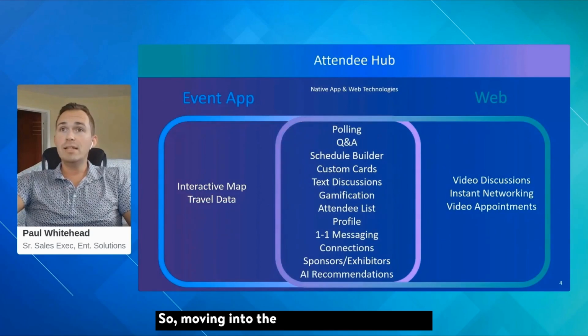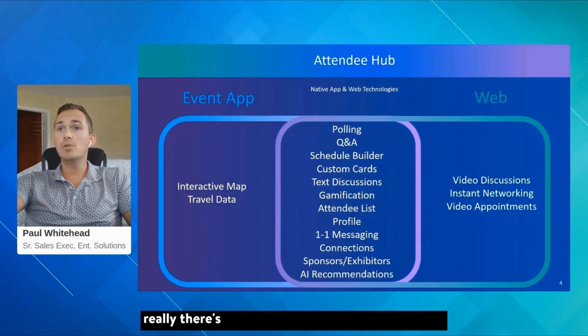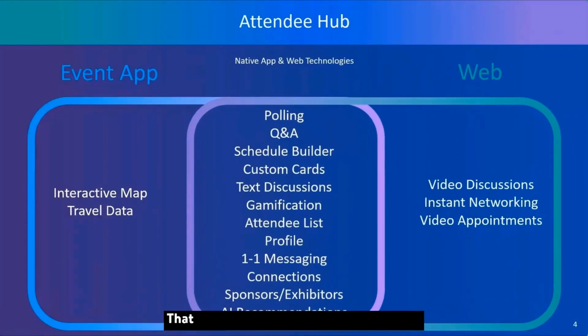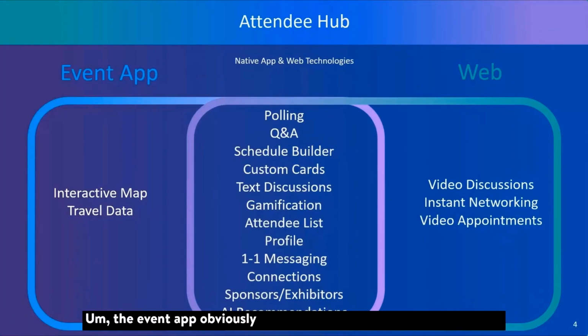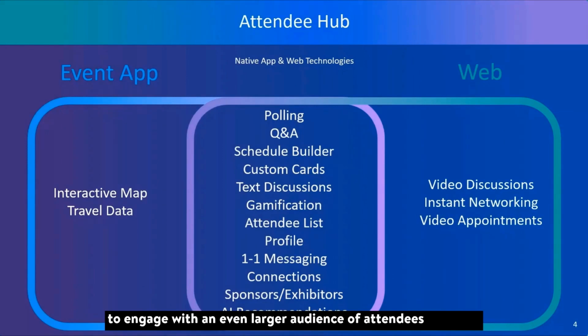So moving into the Attendee Hub itself, really there's two pieces to a single platform here. That is the event app and the web version. The event app obviously is where you're engaging with attendees during the event in person, and the web actually allows for you to engage with an even larger audience of attendees virtually.